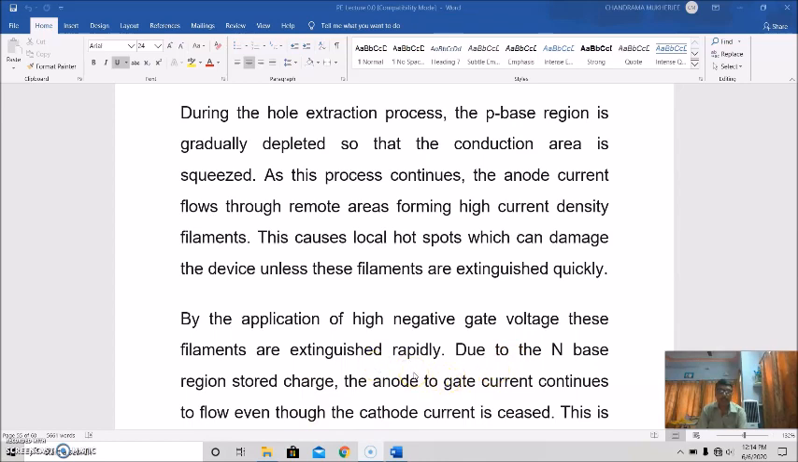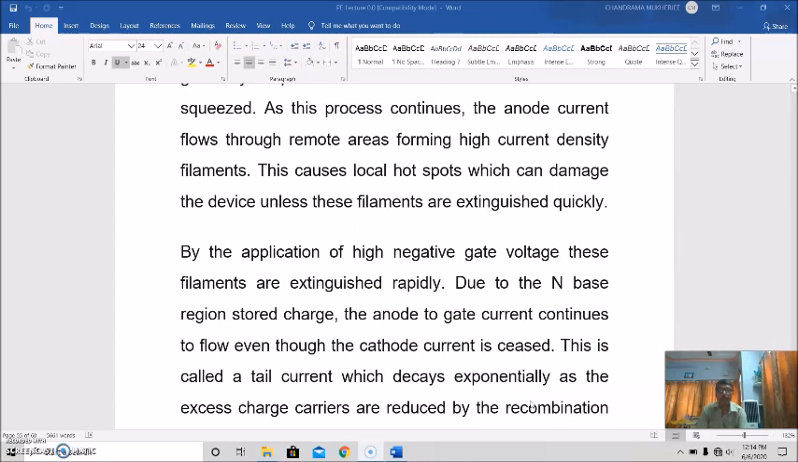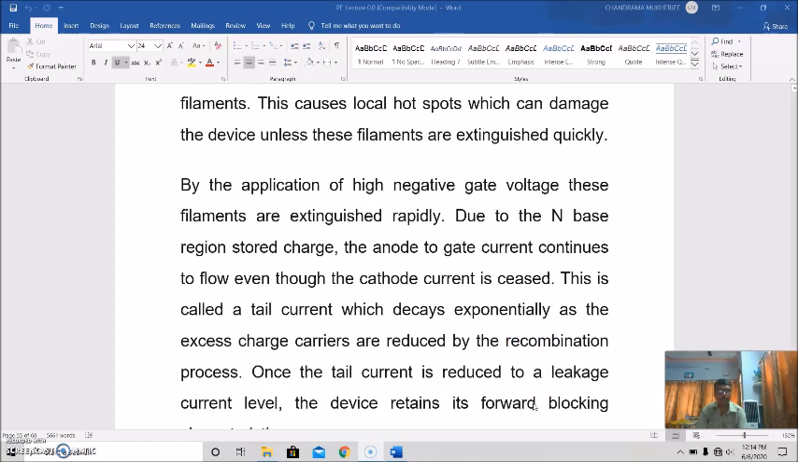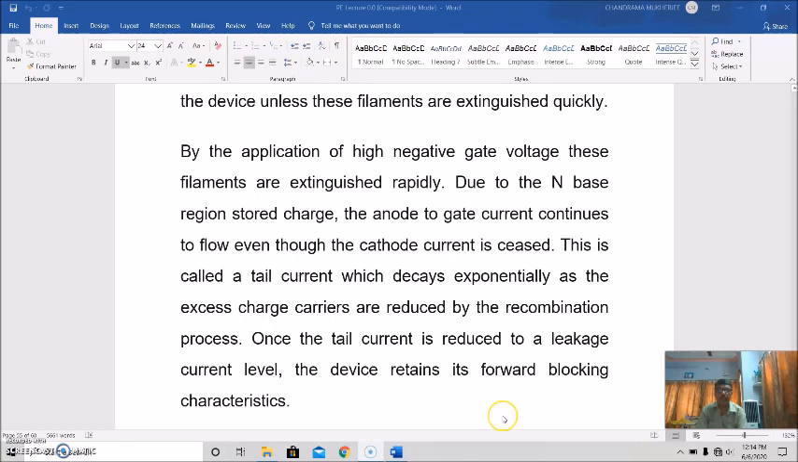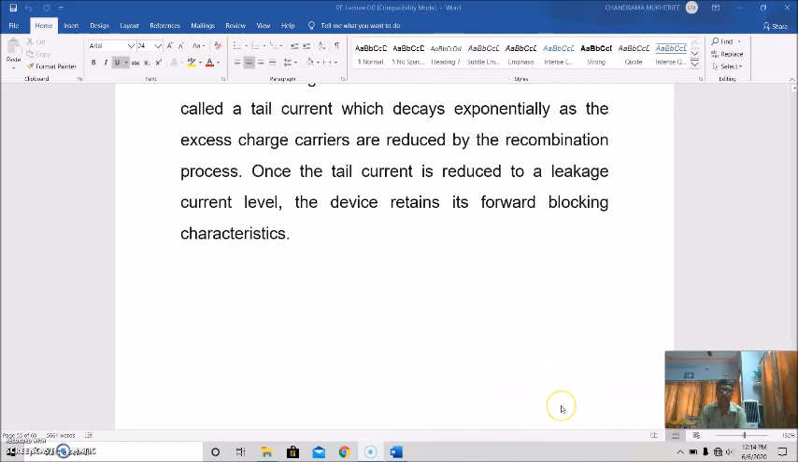Due to the N-base region stored charge, the anode to gate current continues to flow even though the cathode current has ceased. This is called tail current, which decays exponentially as the excess charge carriers are reduced by the recombination process. Once the tail current is reduced to the leakage current level, the device retains its forward blocking characteristics.